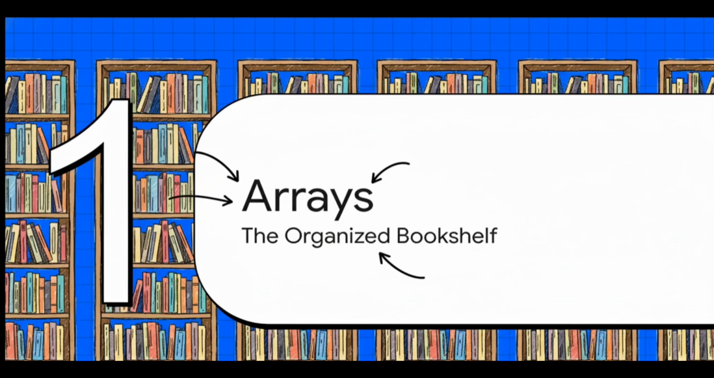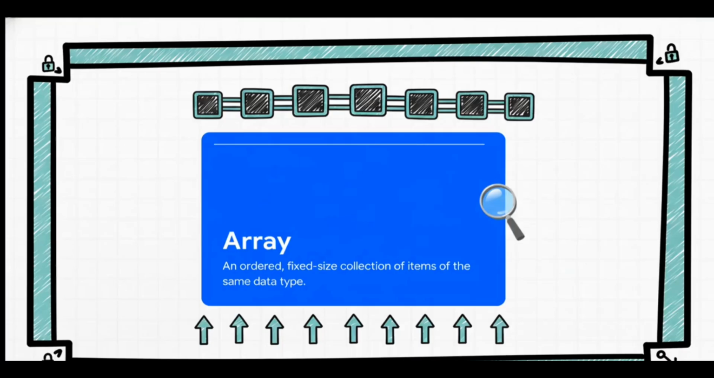Okay, first up to the plate, the array. This is the OG, the foundation of so much. And the best analogy, the one that I think makes it click instantly, is to just picture a really, really organized bookshelf. So what is it, really? An array is an ordered collection of items, but it's got a couple of strict rules you got to remember. It usually has a fixed size. You can't just add more space, and all the items inside are typically the same type.